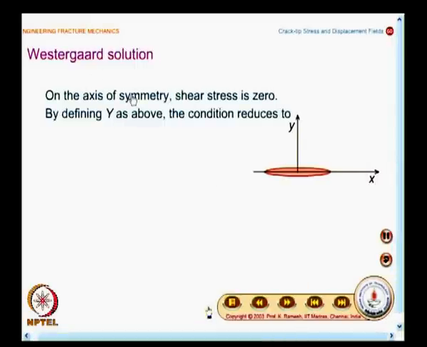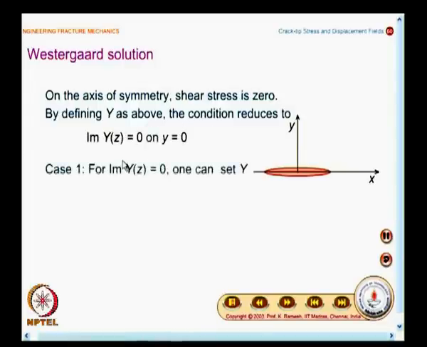So, on the axis of symmetry, shear stress is 0. By defining Y as above, the condition reduces to, because the first term that you have is y times the function, so when y is 0, that term automatically goes to 0. So, shear stress being 0 along the crack axis reduces to imaginary part of Y equal to 0.